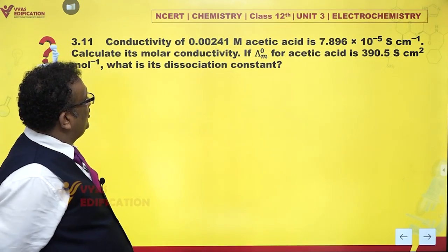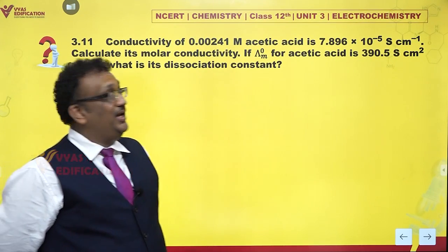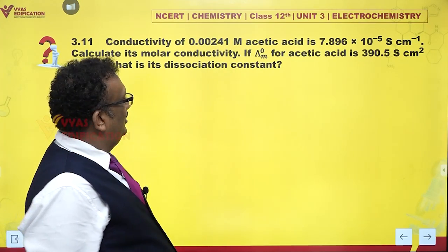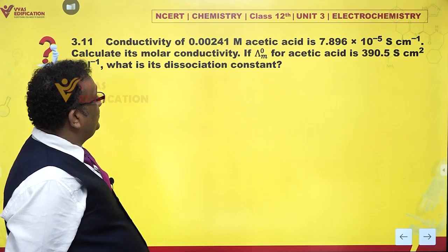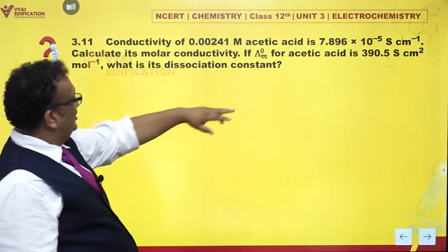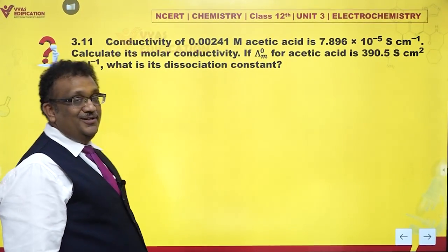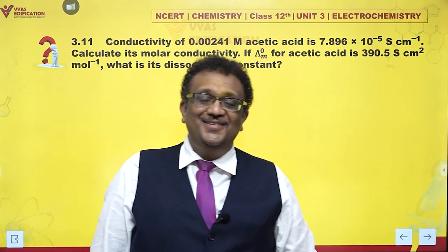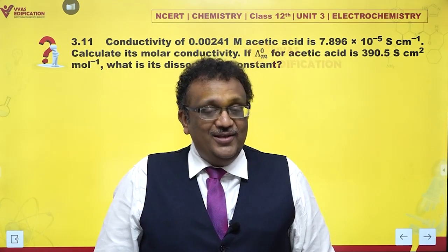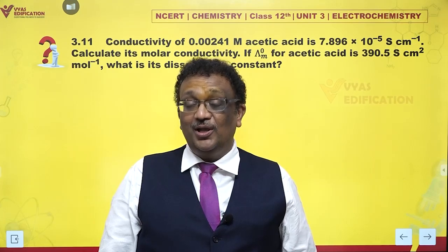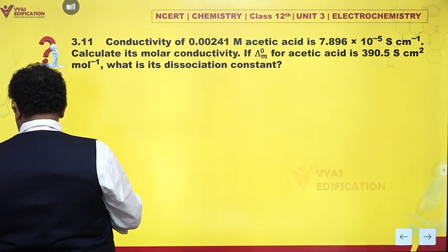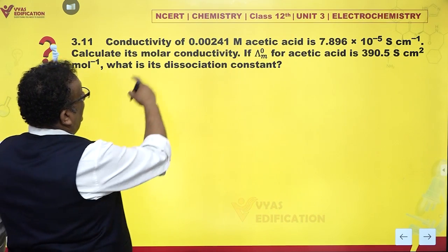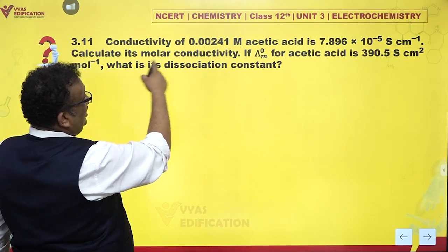Conductivity of 0.00241 molar acetic acid is given in Siemens per centimeter. Calculate its molar conductivity. If lambda naught m for acetic acid is so much, what is the dissociation constant? There are 2 layers to this question. We are talking about weak electrolytes here, acetic acid. So first let's take up the first part.